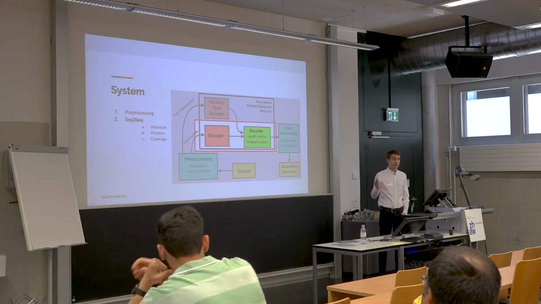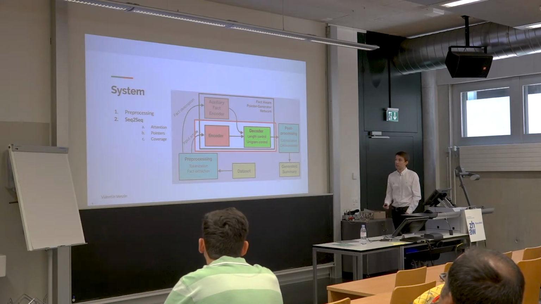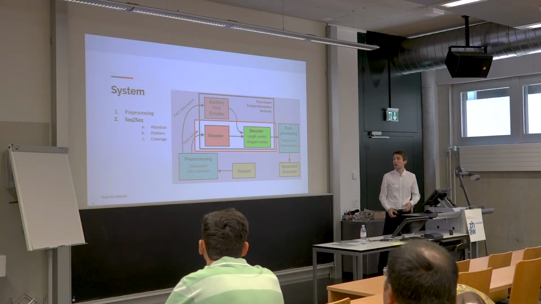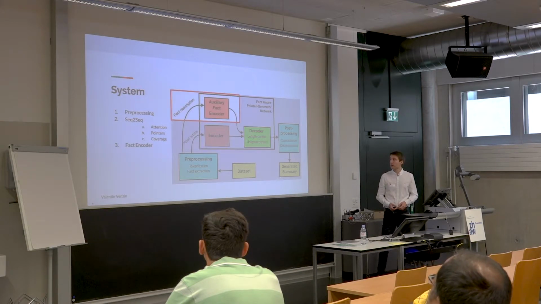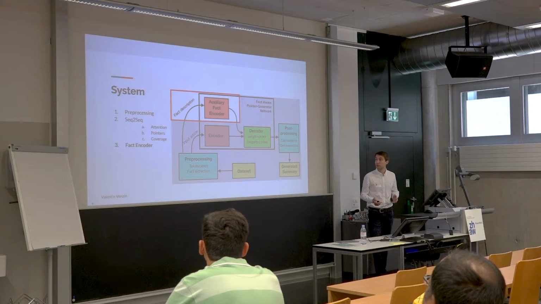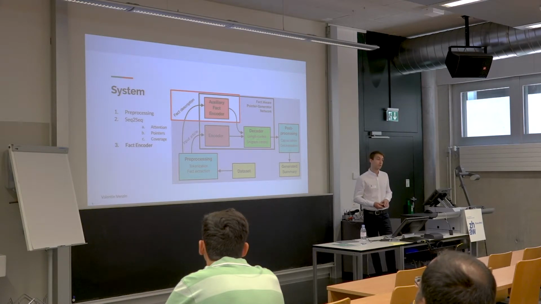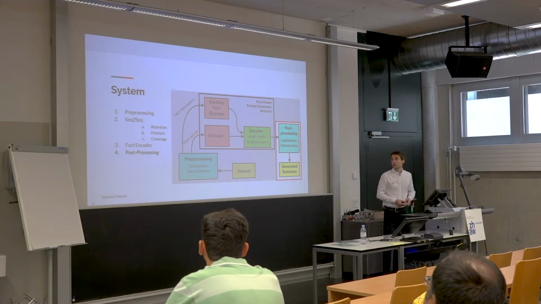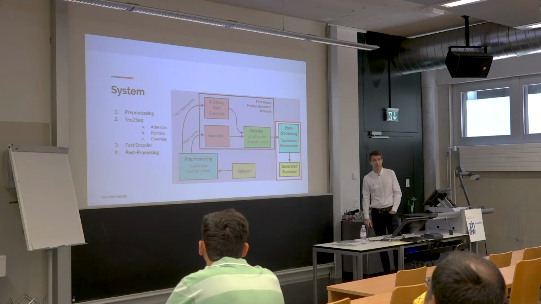Then the main part of the system is the sequence-to-sequence part. We have attention, we have pointers, we will see what that means in a minute, and then we have the coverage mechanism. This mechanism helps the model to avoid repetition. Then up here we have an additional encoder. This is the fact encoder, and it will help to encode facts from the article and then guide the system to actually produce correct summaries. And then lastly, we need to do some post-processing. As we tokenized and lowercased the articles before, we need to detokenize them in the end and also capitalize some of the words. In German, for example, nouns are capitalized, so we need to take care of that.